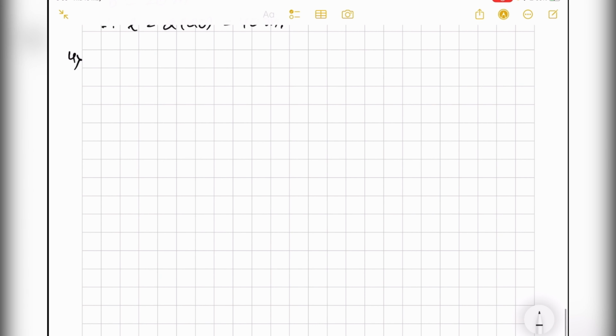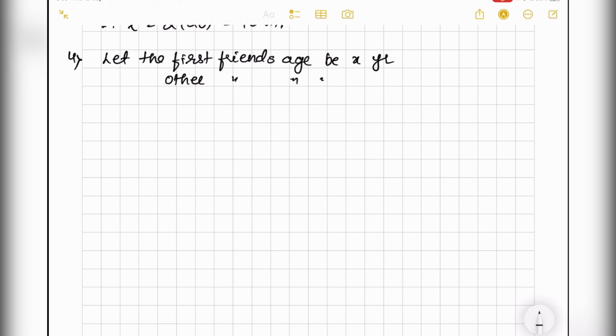Now fourth one, it says, is the following situation possible? If so, determine their present ages. The sum of the ages of two friends is 20 years. Okay, so let us make the equation first. Let the first friend's age be x years. So other friend's age will be 20 minus x years, as sum of their ages is 20.